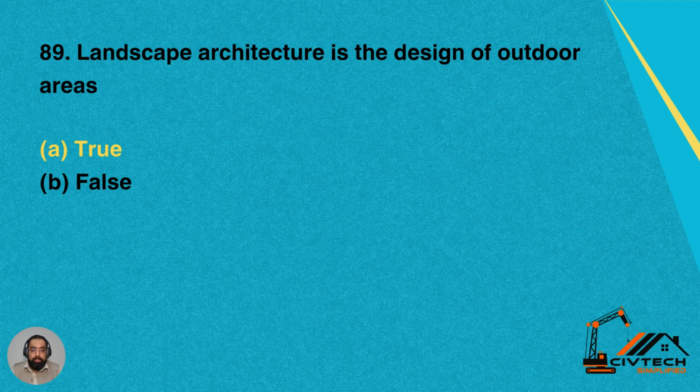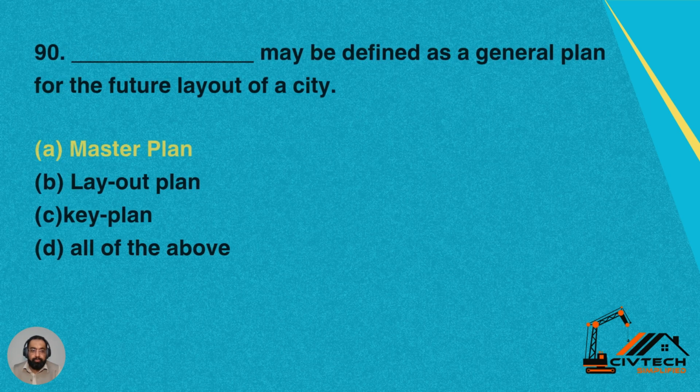Question 89. Landscape architecture is the design of outdoor areas. Yes. Landscaping is the front or door front area which has a lawn or botanical gardens. So all this comes under landscaping. It's the beautification or design of the outdoor area of any building or house. So option A is correct for this question.